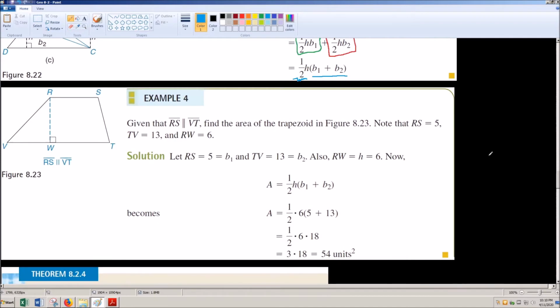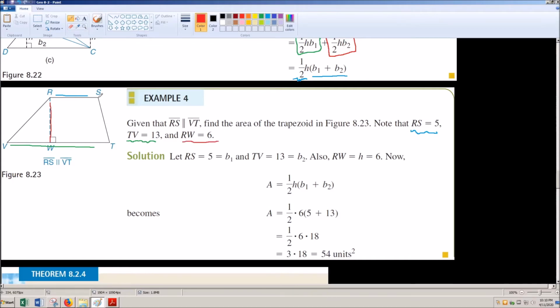Here we're going to look at an example of just finding this thing. So really the thing that I need is RS, which I'm told here is 5. And I need to know VT, which I'm told is 13. And I also need to know RW, and that thing is 6.